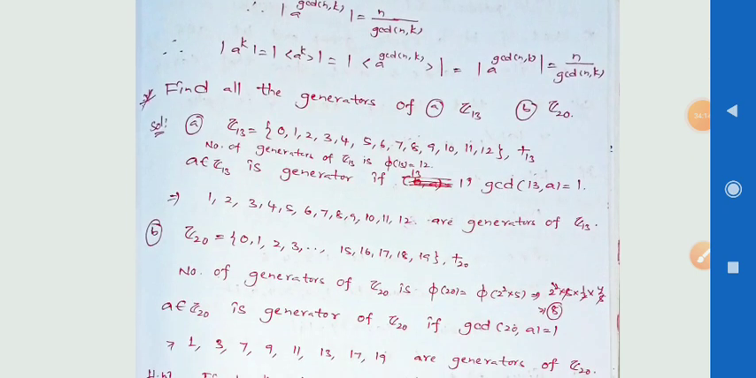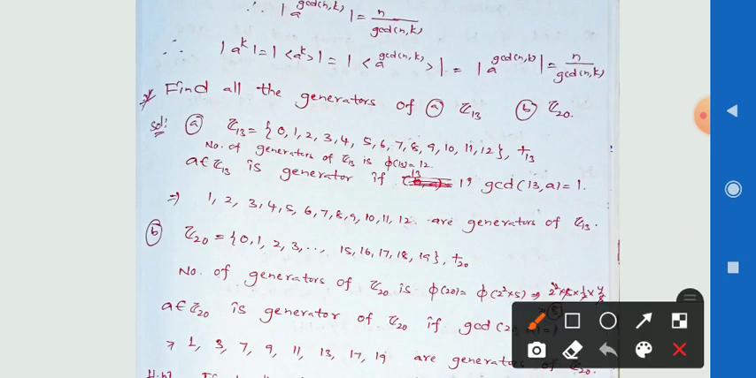The problem is given: find all the generators of Z13 and Z20. First, Z13 means the number of elements is 13. They are 0, 1, 2, 3, 4, 5, 6, 7, 8, 9, 10, 11, 12, with addition modulo 13.